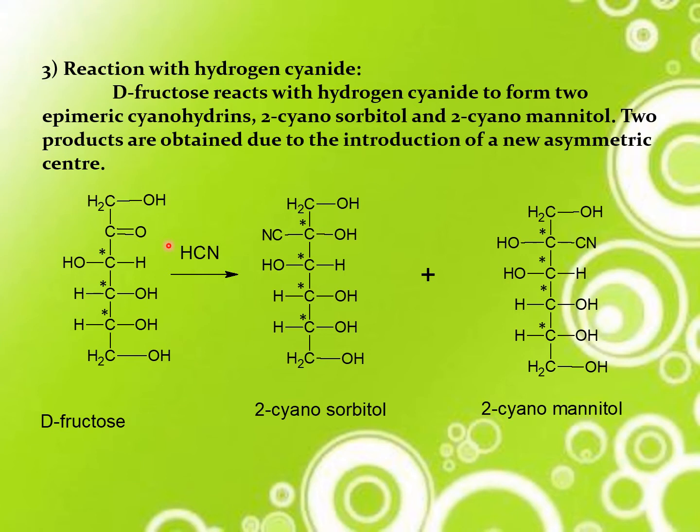Next, we'll imagine the C=O is present towards the left hand side. Now we'll arrive at this product. This H will be attached to this oxygen and CN will be attached to the carbon. So we get the product 2-cyanomannitol.